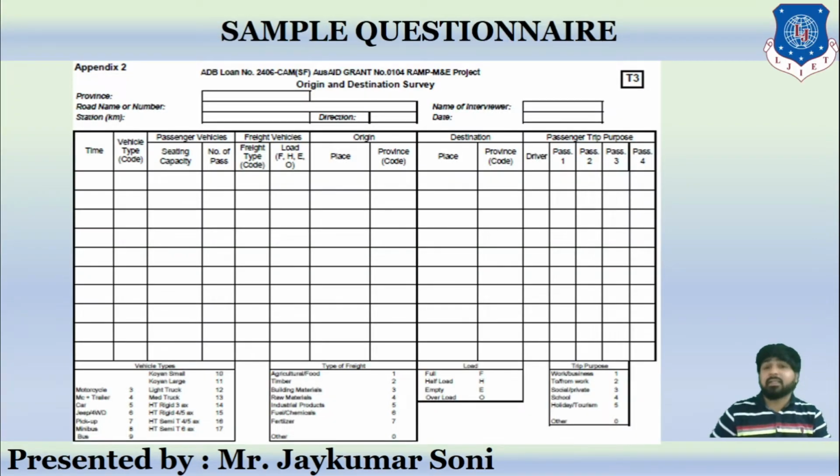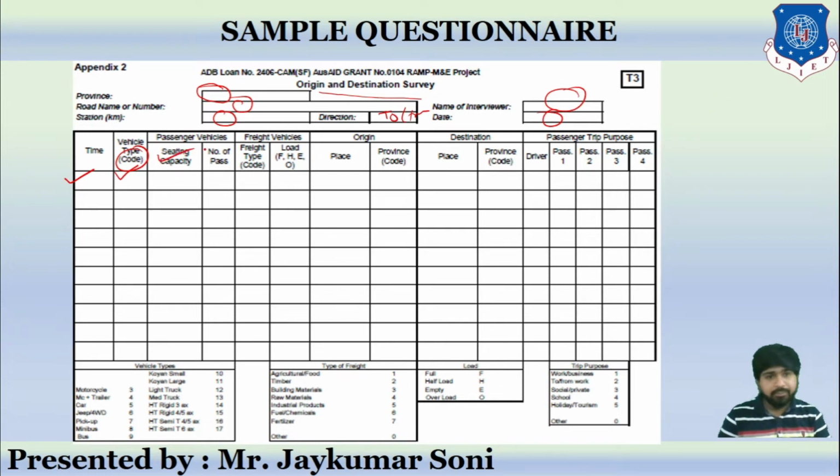Then there is another kind of questionnaire like this. There is also the part of origin and destination survey where province means area, road name and number, station, kilometer, direction is to or from, name of interviewer and date is written. Then the time, vehicle type, there will be codes such as if car it will be 1, if taxi it will be 2, if rickshaw it will be 3.